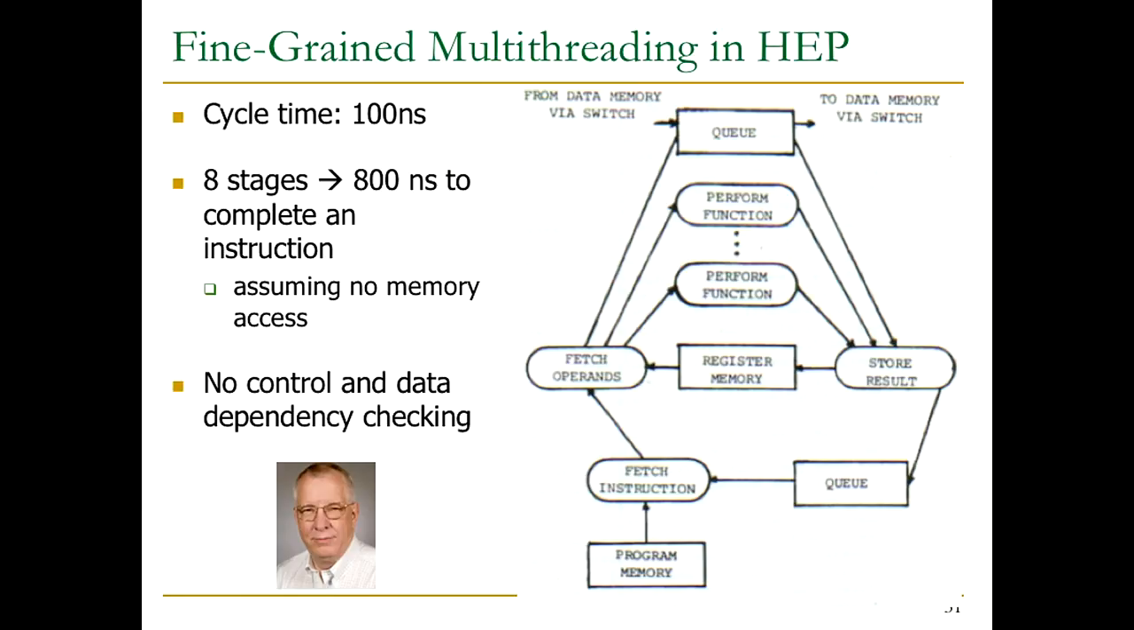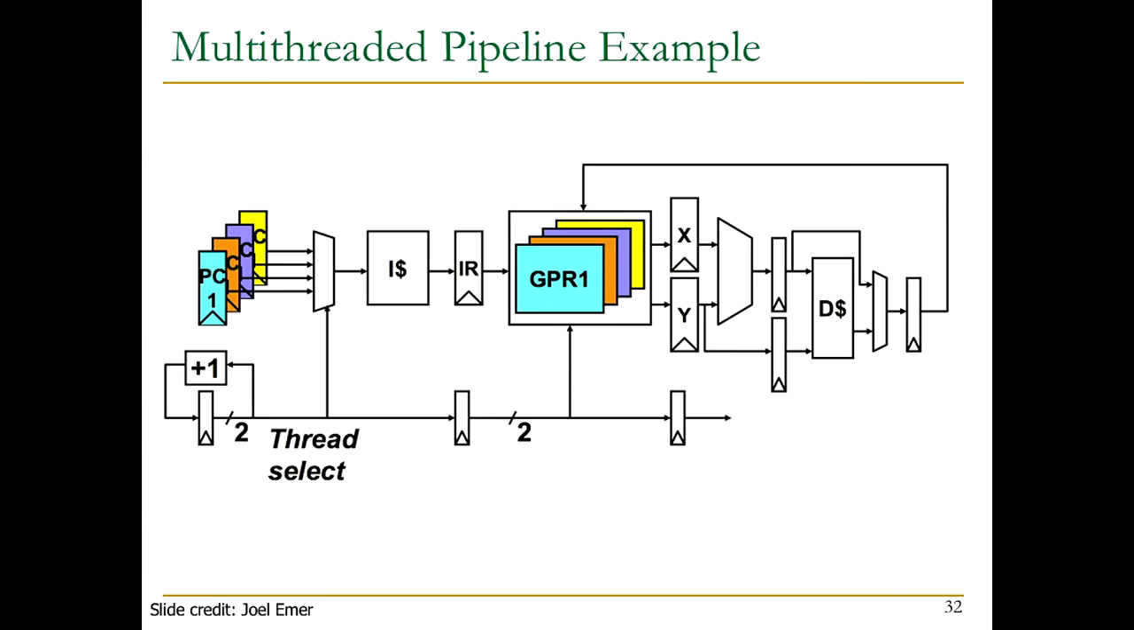Basically, your thread ID travels together with the instruction. As a result, you can ensure that you're not going to fetch from that thread until that thread's thread ID gets back to the fetch queue. Okay? And this is another multi-thread pipeline example.